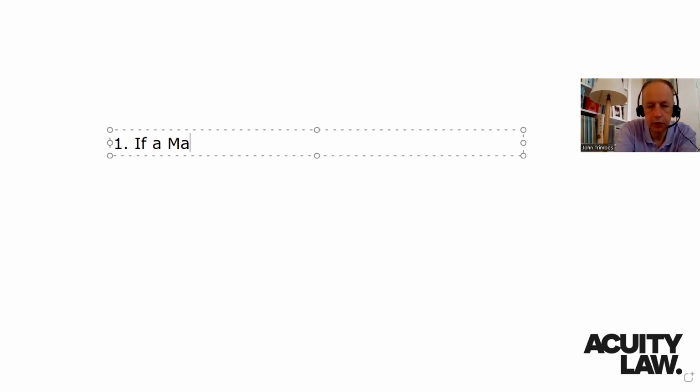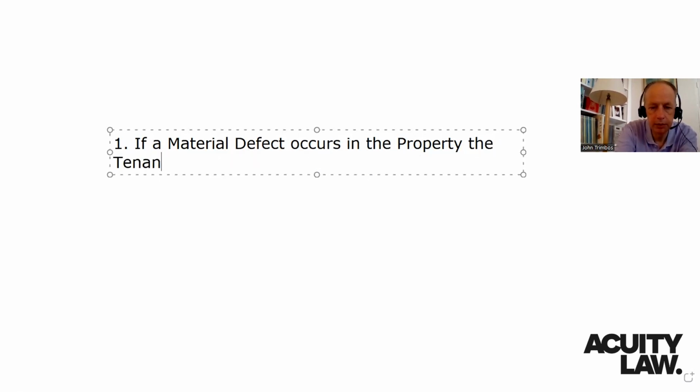So you could say if there is a material defect in the building, or you could say if a material defect occurs in the building or the property, or whatever you want to call it, follow house style. So, if a material defect occurs in the property, the tenant, now bear in mind this is a right, not an obligation, may serve notice on the landlord.